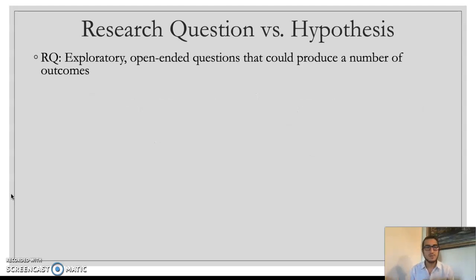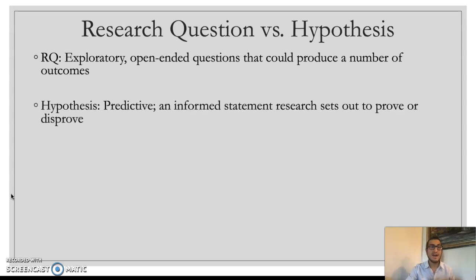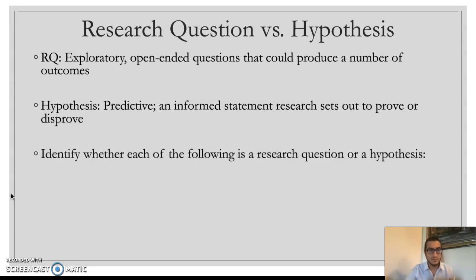So what's the difference between the two? Well, research questions typically are exploratory, meaning that they're open-ended questions that could produce a number of outcomes, right? So these are typically what, why, how questions that are, again, exploratory and open-ended. Hypotheses, on the other hand, are predictive statements. They are informed statements that set out to prove or disprove something. Okay, so let's take a look at some examples here so we can see the difference between the two.